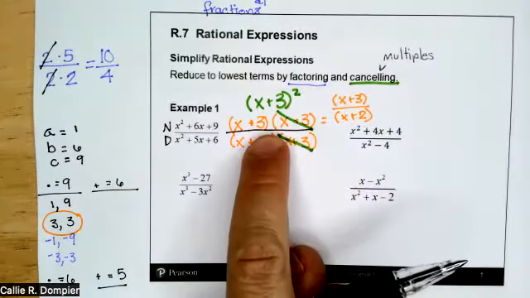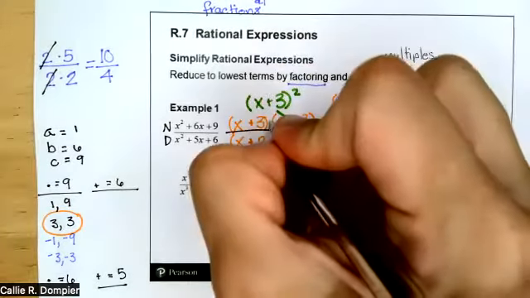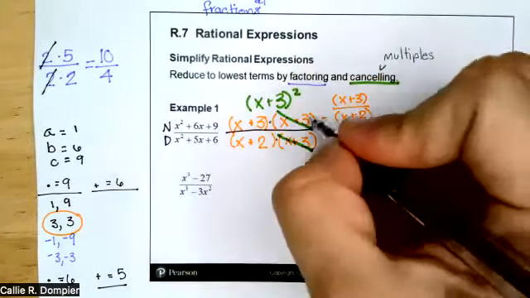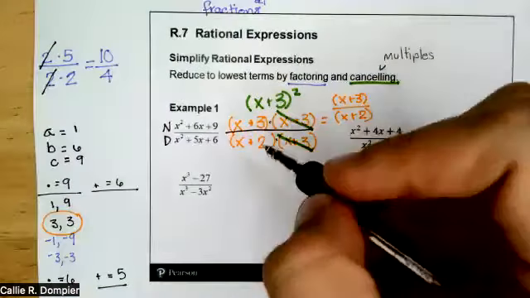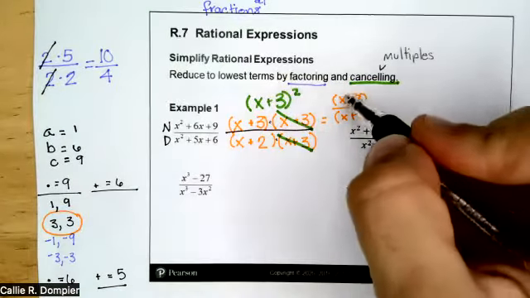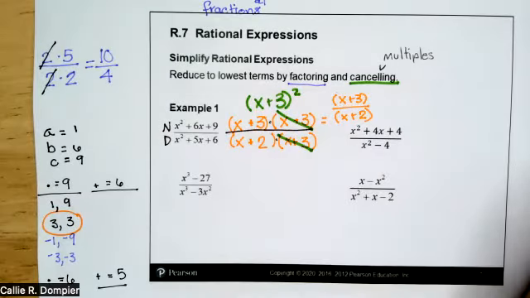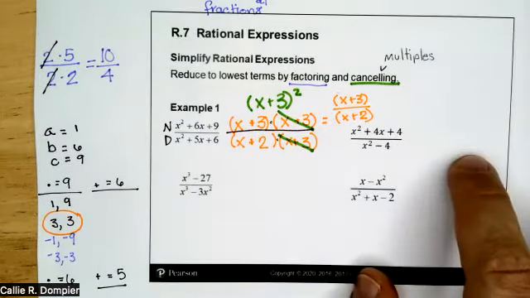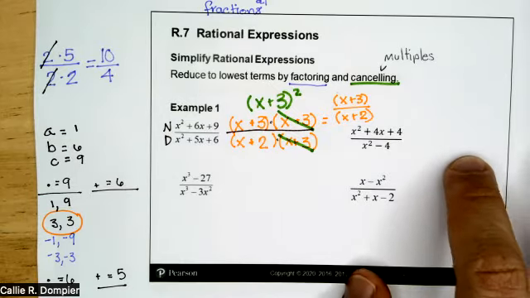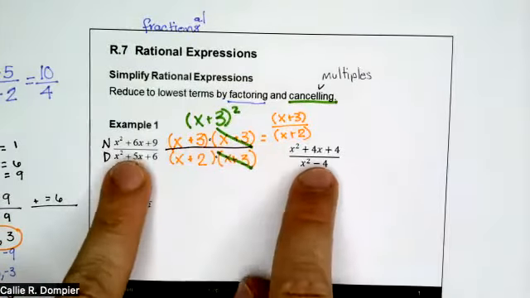So if there is a multiplication sign between them, that is its own thing and you can cancel it. If there's a plus sign between it, I cannot just cancel out those x's because that is not multiplication, that is addition or subtraction, right?